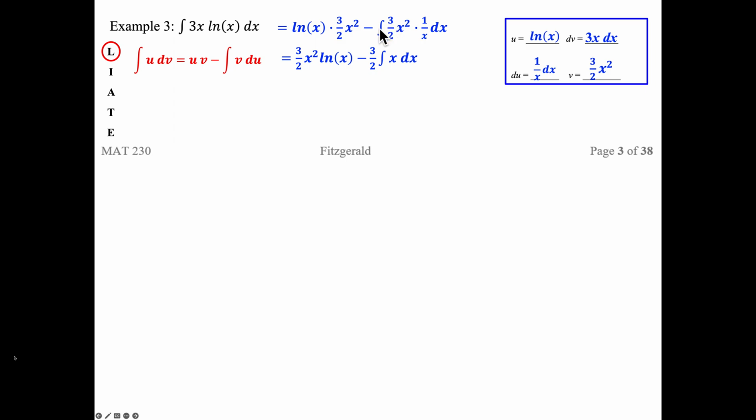And now I factored out the 3/2. And we'll integrate x to be x squared over 2 plus c. Multiply the 1 over 2 with the 3/2 to get a minus 3/4. And there's our final answer.